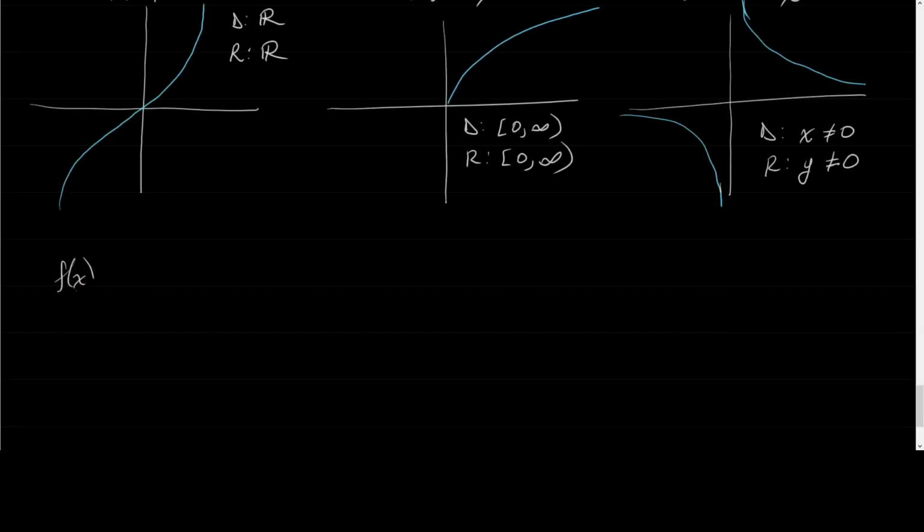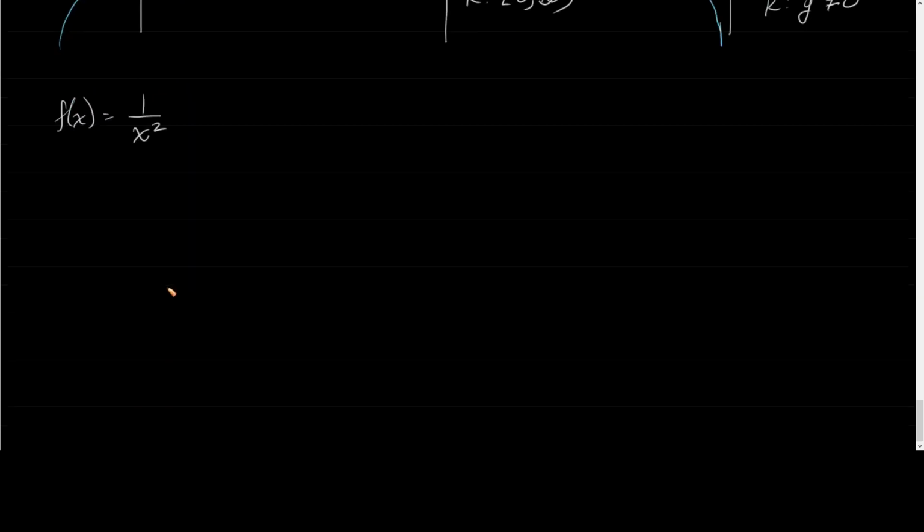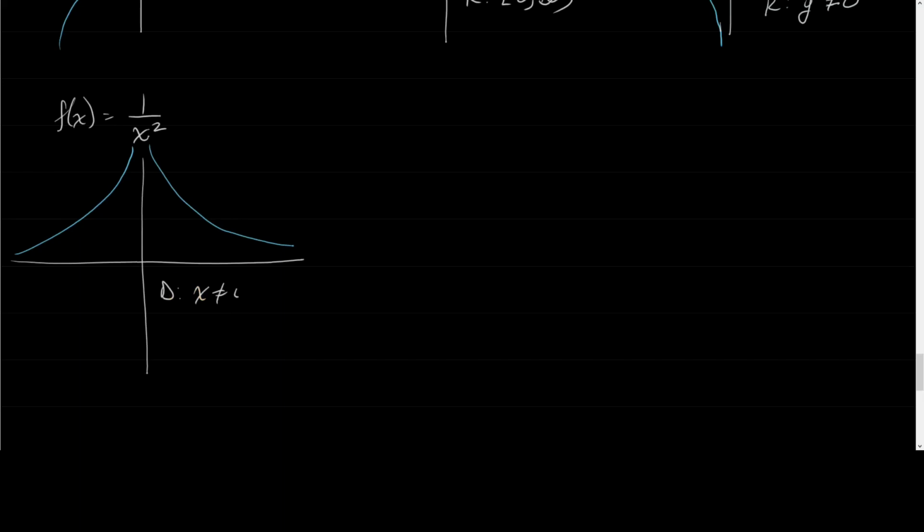What else? You should recognize f of x is equal to 1/x squared. 1/x squared looks something like this. Like a volcano kind of thing. And in here, the domain is x cannot be equal to 0, and the range is from 0 to infinity. Let me fix that. From 0, not including 0, to infinity, because you'll never touch the x-axis, so you can't include 0.